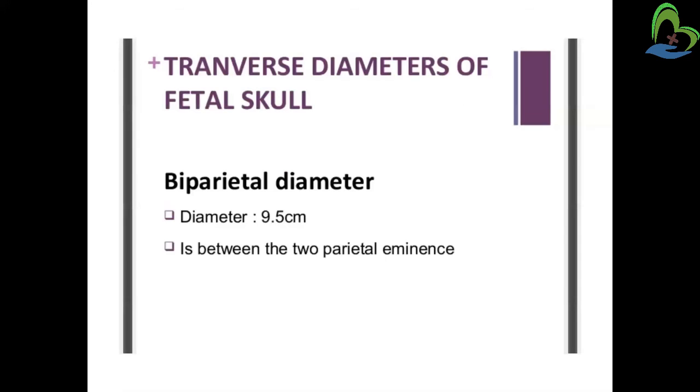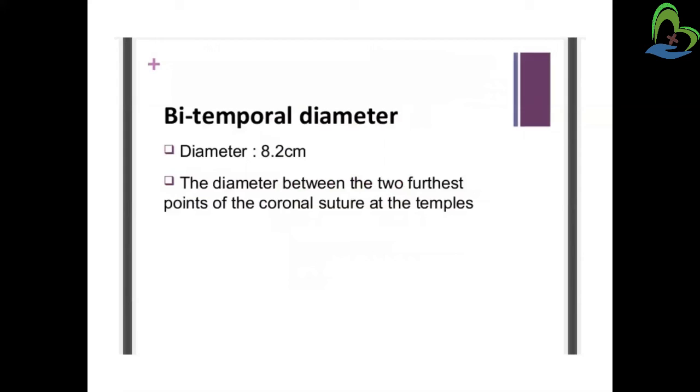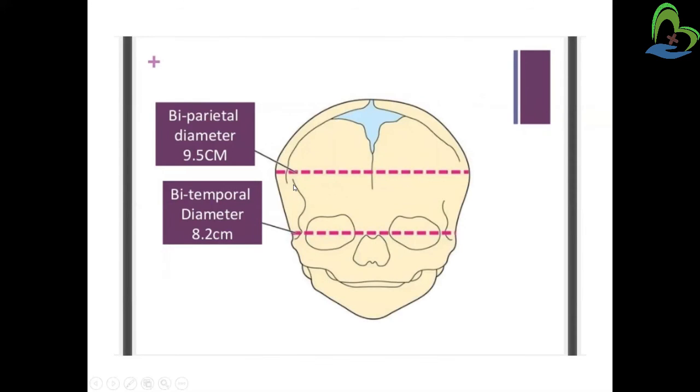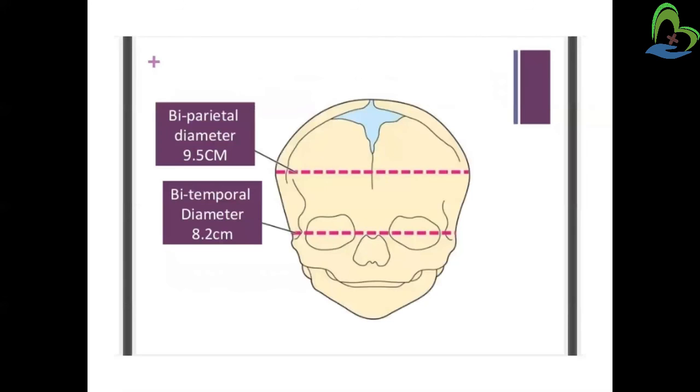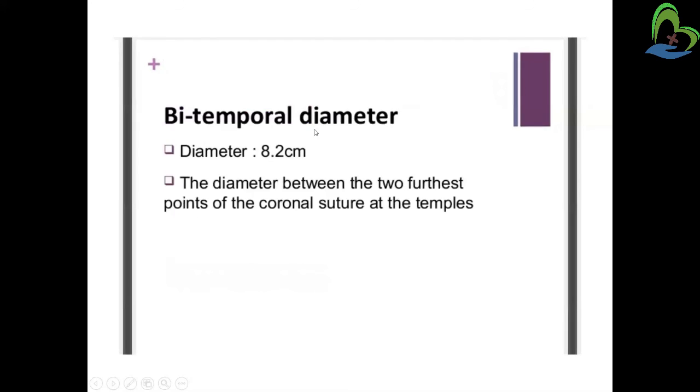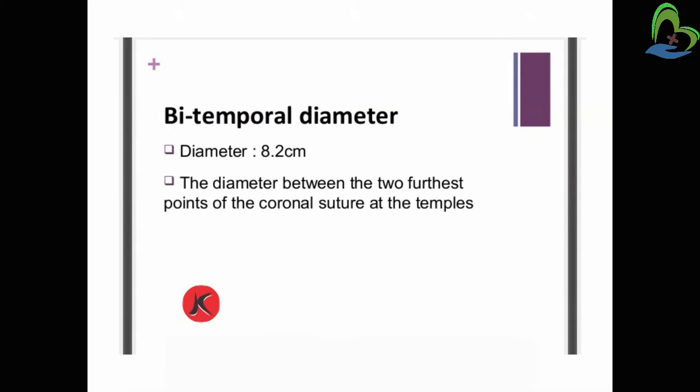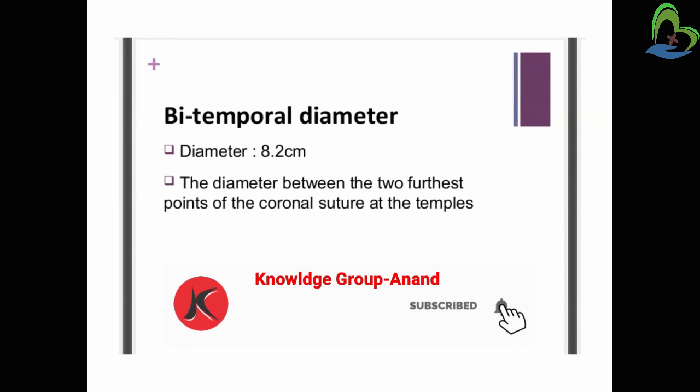Now we will learn about the transverse diameters. What are the transverse diameters? They are the biparietal and bitemporal. We already discussed them. This is the biparietal diameter and this is the bitemporal, 9.5 centimeter and 8.2. The biparietal diameter is the distance between the two parietal eminences. It is very easy. The diameter between those parts is 9.5 centimeter and is known as the biparietal. Next, the bitemporal is 8.2 centimeter, situated between the two farthest points of the coronal suture at the temples.